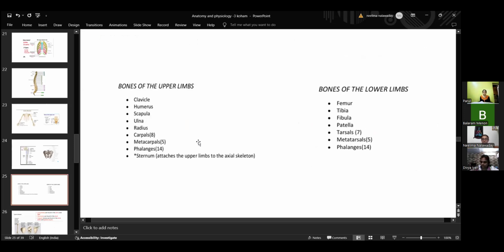Bones of the upper limbs: clavicle, humerus, scapula, ulna, radius, carpals 8, metacarpals 5, phalanges 14, and sternum. Sternum means the chest bone located in the middle of the ribs. Ribs are attached anteriorly to the sternum. Now it is clear. Now bones of lower limbs: femur, tibia, fibula, patella, tarsals 7, metatarsals 5, and phalanges 14. That's it. So we saw all bones of our body.